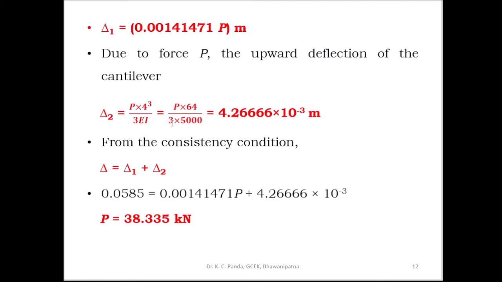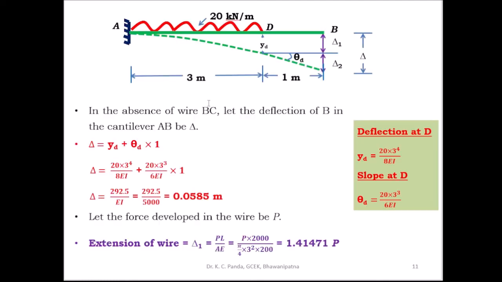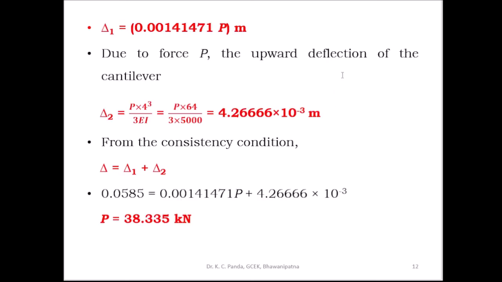Then you have to find out the upward deflection due to this force P, that is equal to delta 2. Delta 1 is the extension of wire and delta 2 is the upward deflection. So delta 2 is equal to P into 4Q divided by 3EI. Then after simplification, delta 2 is equal to 4.26666 into 10 to the power minus 3 meter.